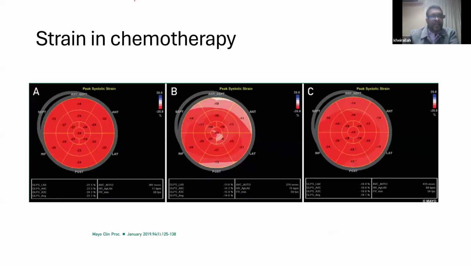Again, here is strain in chemotherapy, which is used commonly. This is a patient who was taking anthracycline, and here is the strain after a few cycles. Now it starts to change and become weaker. So they treated that, and here is the final result after the treatment. In all these phases, the ejection fraction was the same. It doesn't drop. Okay, just a moment.